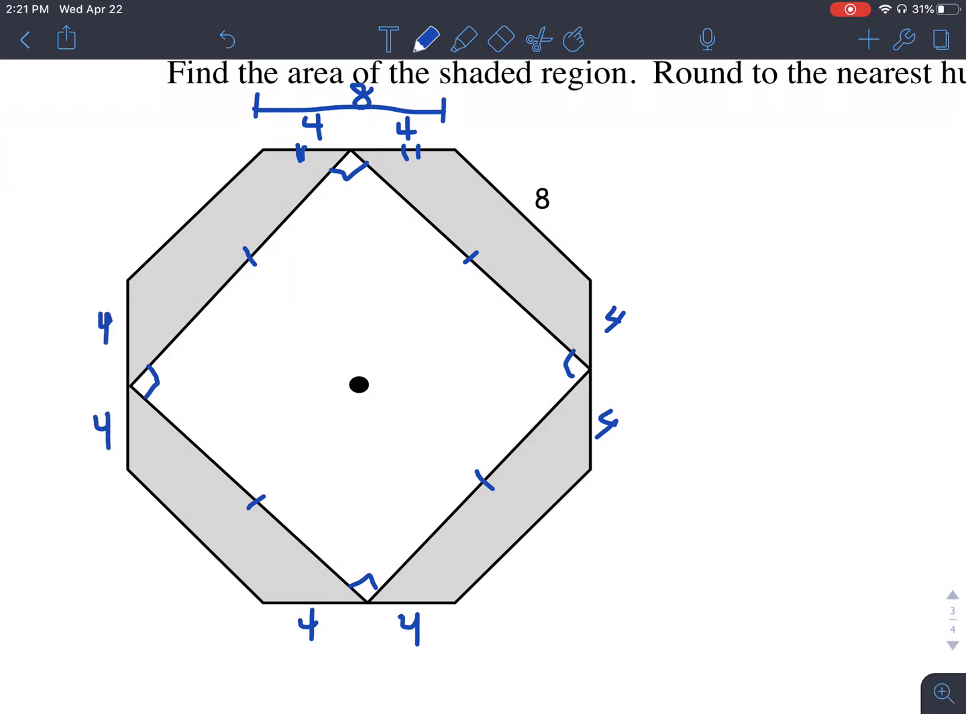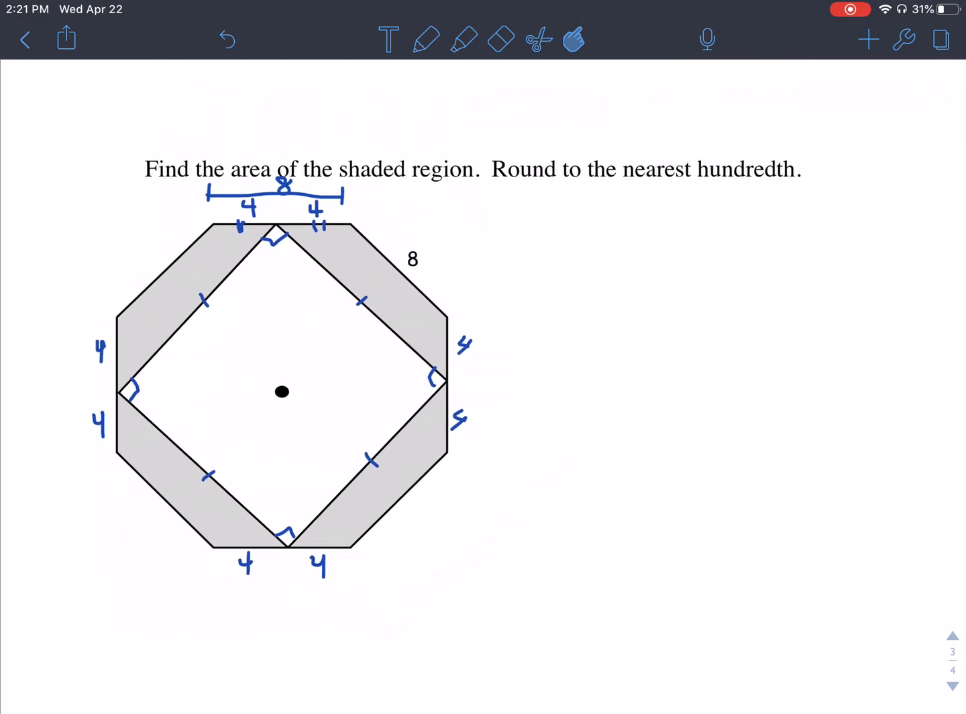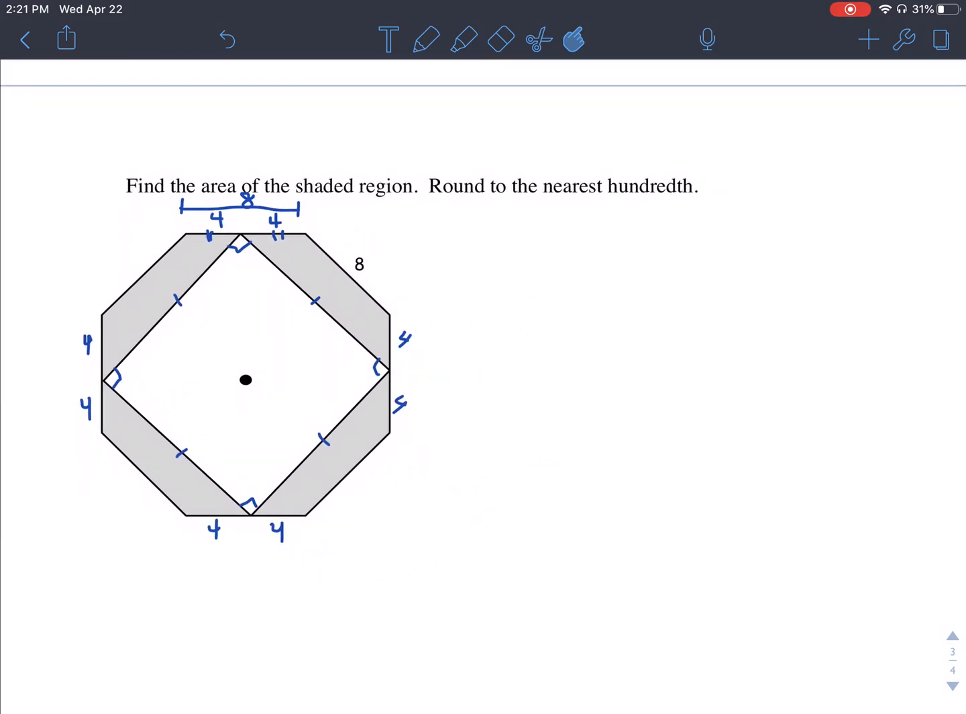Okay. So there's a few ways to go ahead and find the area of the shaded region. I'm going to show you the most efficient way. So find the area of the shaded region. If I look at that shaded region, those are all trapezoids. So I'm really seeing just 4 identical trapezoids. So if I can multiply one trapezoid's area by 4, I have my shaded region.